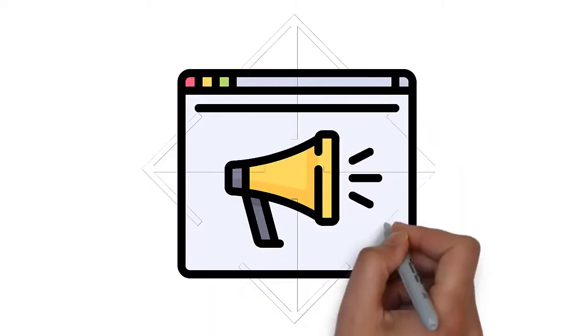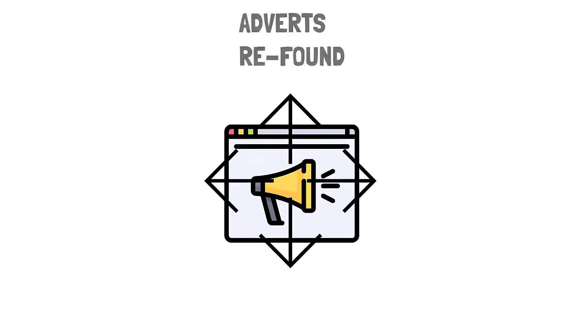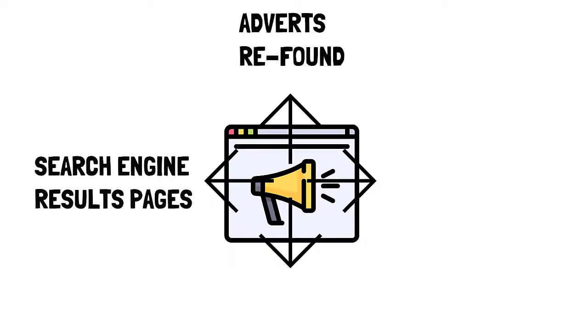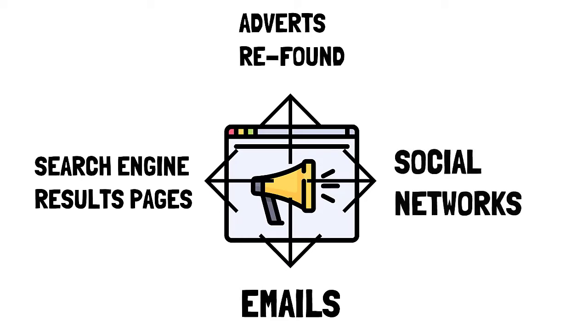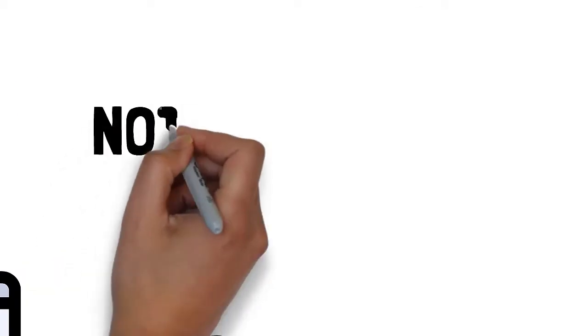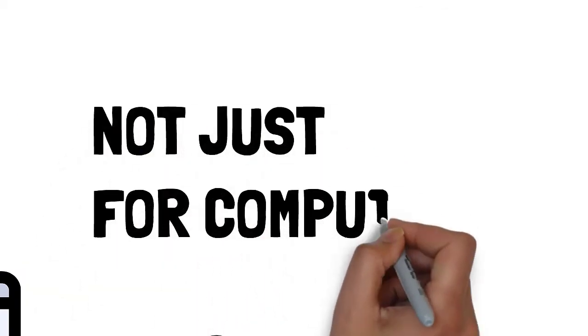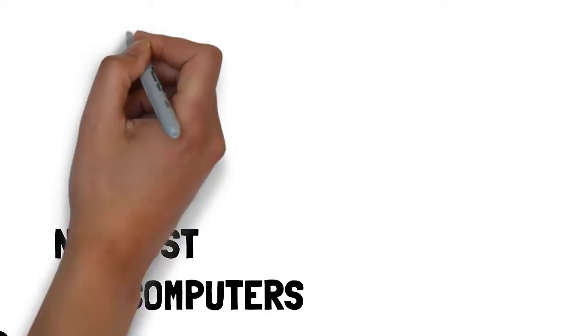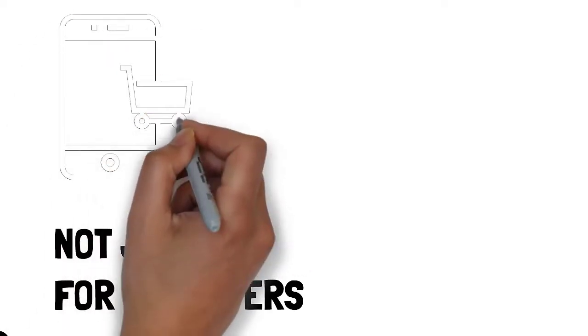Advertising on the internet, or online advertising, involves display adverts that we find on websites, search engine result pages, emails, social networks, and other ways in which advertisers make use of the internet. It should also be noted that online advertising is not just for computers, but also for mobile devices.